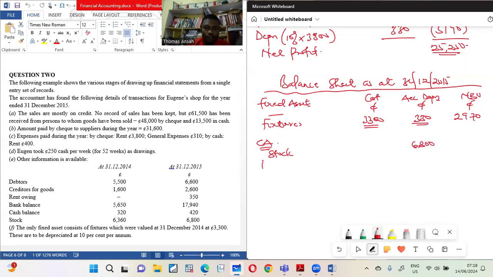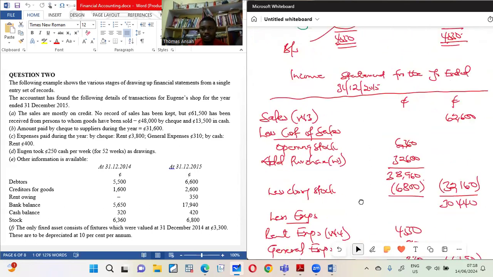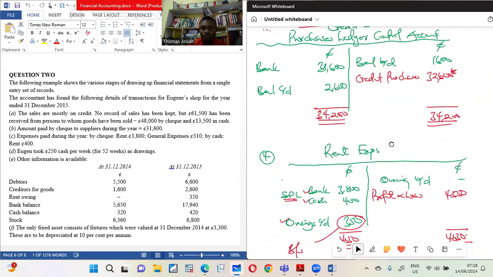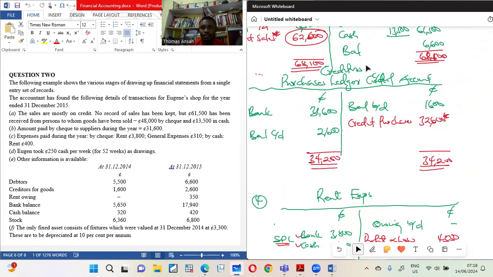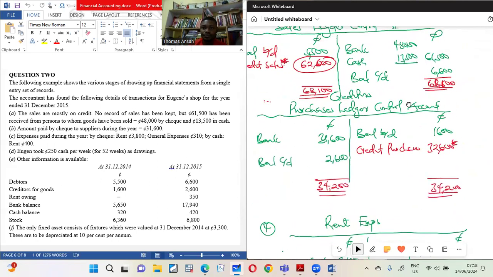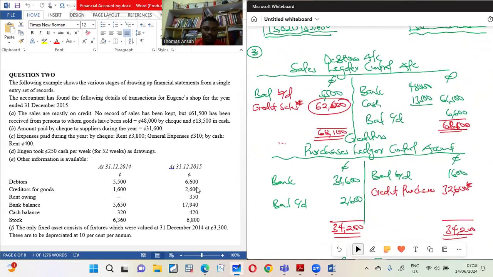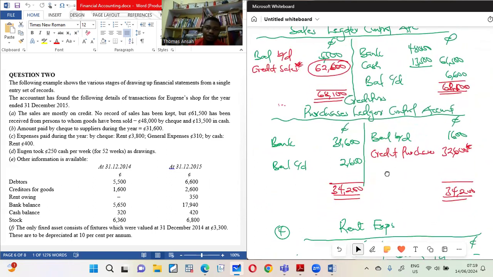Then what do we have? We have our debtors, and here we use closing balances. If you go to your debtors account, you pick the closing balance, which you know is already in the question. The closing balance of the debtors is 6,600, so that is what you have here. The creditors, 2,600. That is what you have.